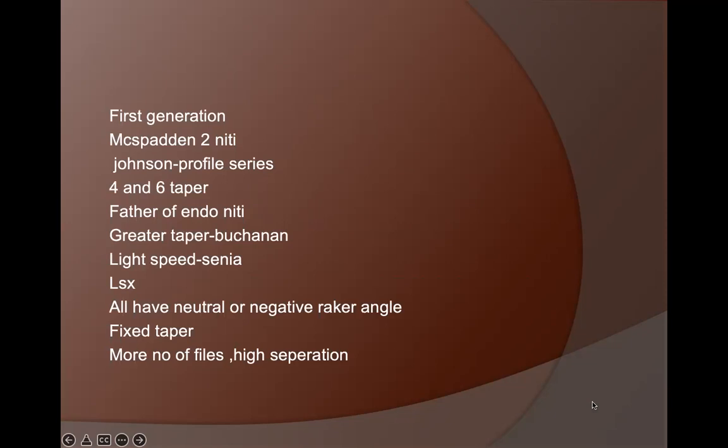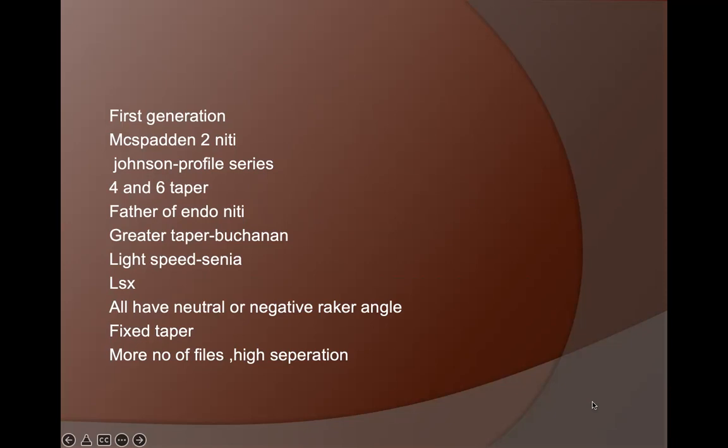The first generation is basically a 2 taper file. Dr. Johnson introduced the ProFile series, which is available in 4 and 6 taper. He is called the father of nickel titanium, the father of rotary endodontics. Another example of a first generation file is the Greater Taper files, introduced by Buchanan. Lightspeed was introduced by Senia, and LSX.